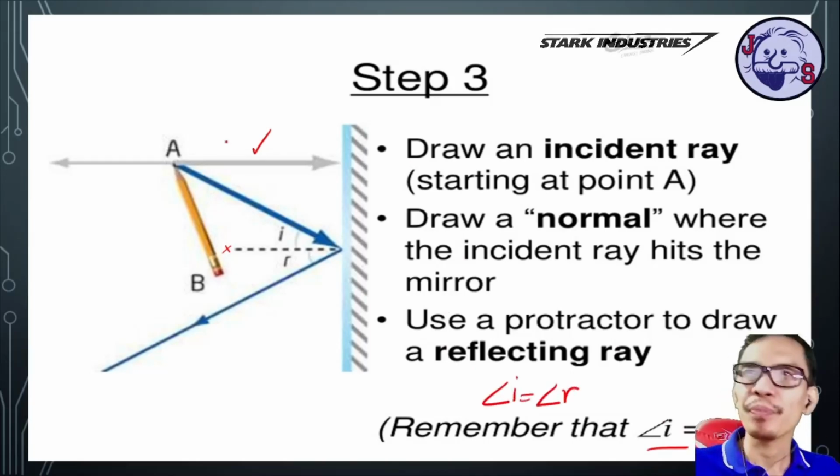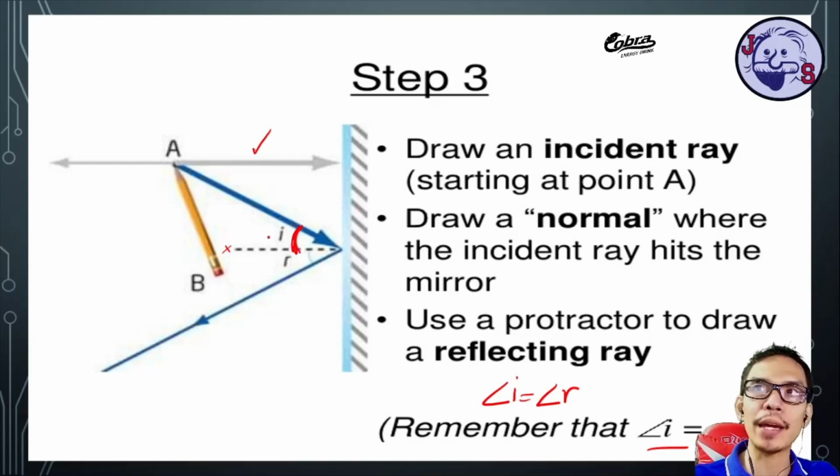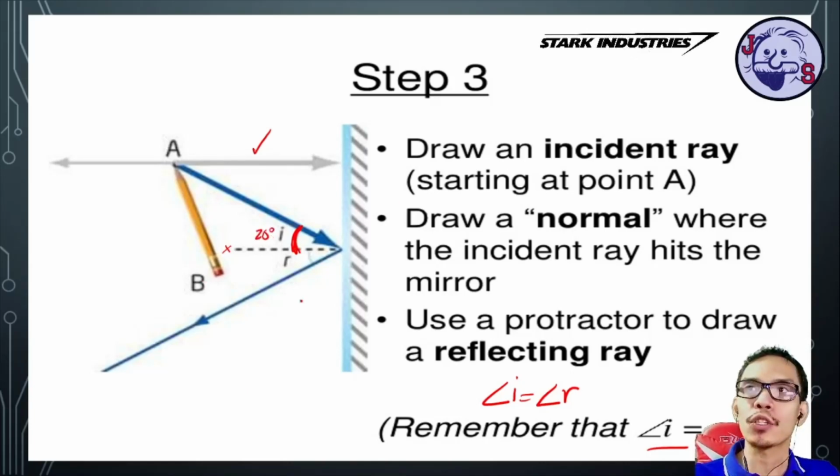You just draw a diagonal line, then measure the angle that you have right here. So, for example, hypothetically, I can have here an angle of 20 degrees. This is the incident ray.